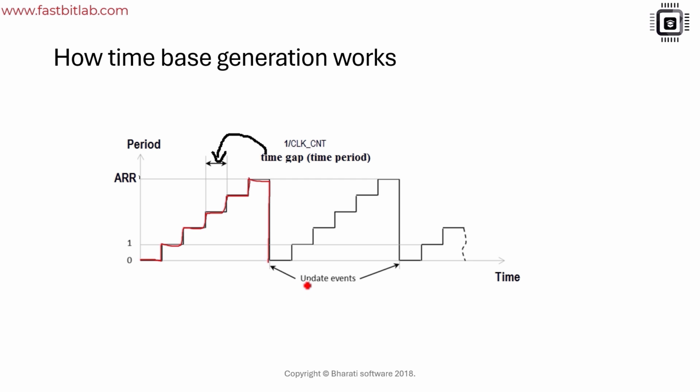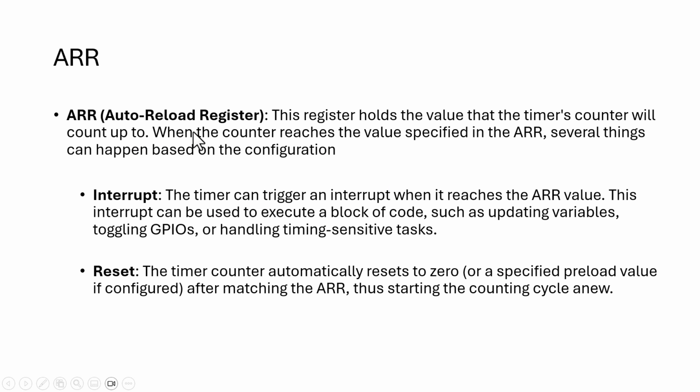So that's what we call an update event. And it starts all over again. Like this, it starts from 0, up-counts, reaches the ARR value, triggers the update event and rolls back to 0 again, and it starts all over again. Like that, it works and you get a continuous interrupt on every update event. The auto reload register, ARR, is one of the important registers when we deal with the basic timers.